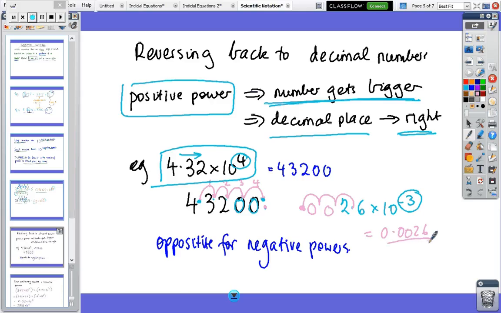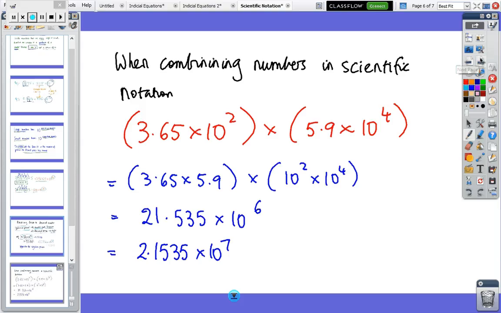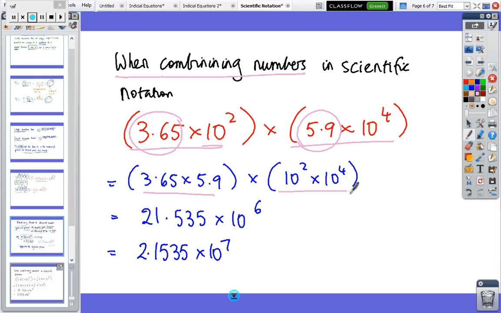So that's the equivalent number. So it's the opposite for negatives. Okay, so when we're combining numbers in scientific notation, for instance, I've got two numbers in scientific notation that I'm going to multiply. What you do is operate 3.65 times 5.9 as one operation, and then the 10s go as the second operation.